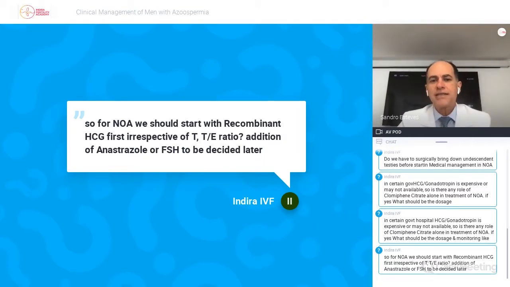Along the same lines, addition of FSH will be decided later, because only one third of patients might need FSH to overcome some severe pituitary inhibition that the increase in testosterone level will promote. So not all patients will need FSH.